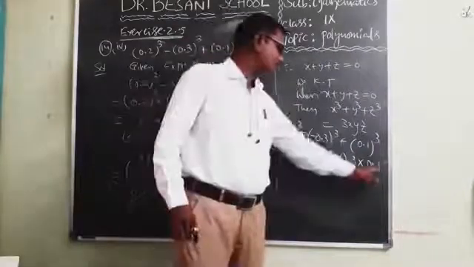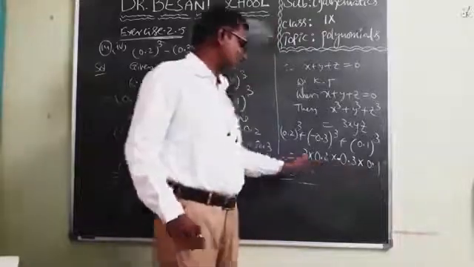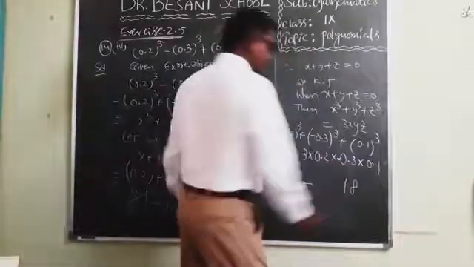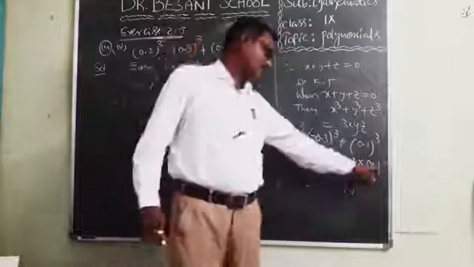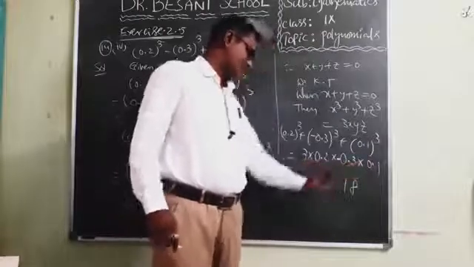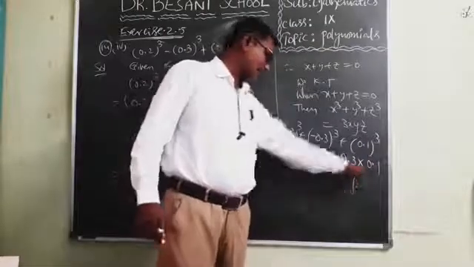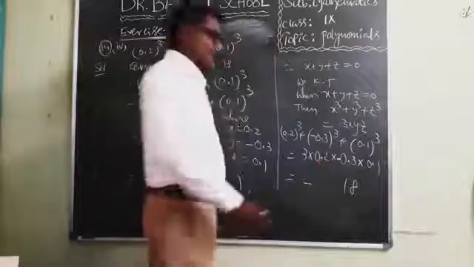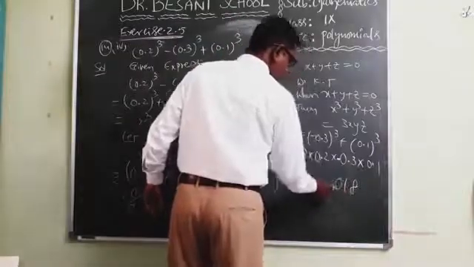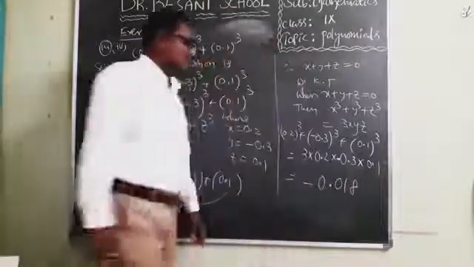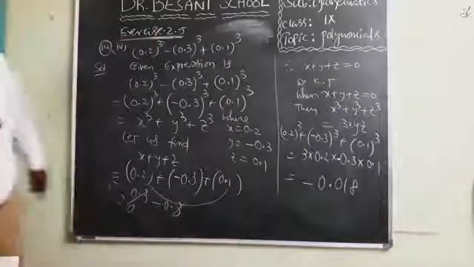Okay children, 1 3s are 3, 3 2s are 6, 6 3s are 18. Do not get any confusion. After 3 digits there is a decimal point: 1, 2, and the third digit must be 0, so 0.0. So the answer is minus 0.018.